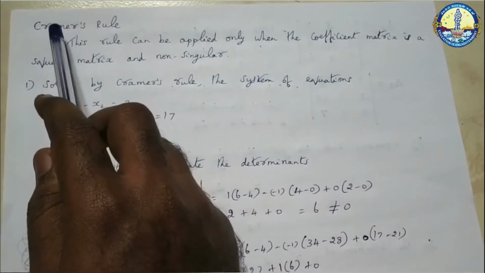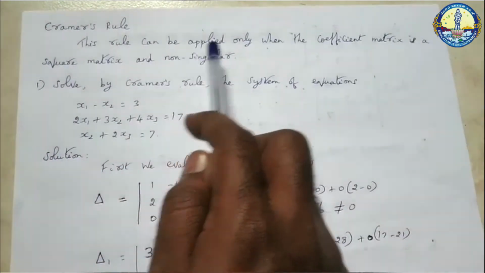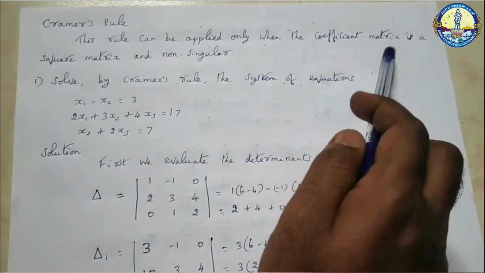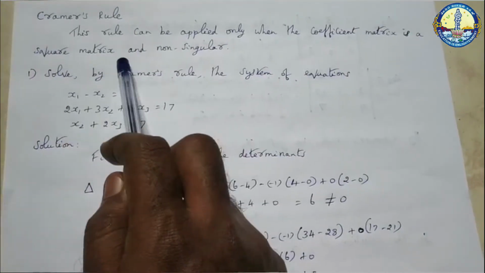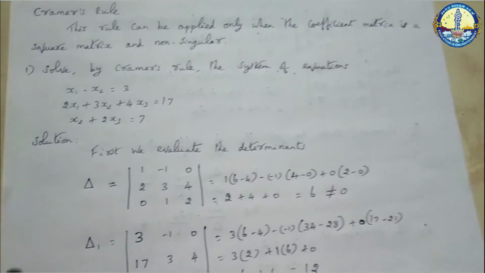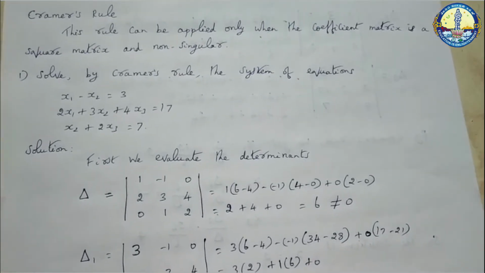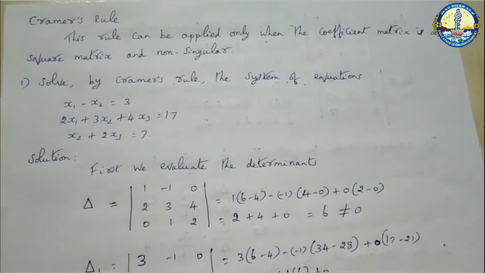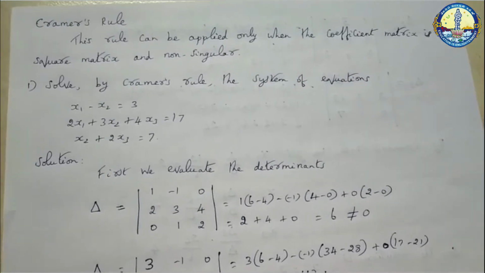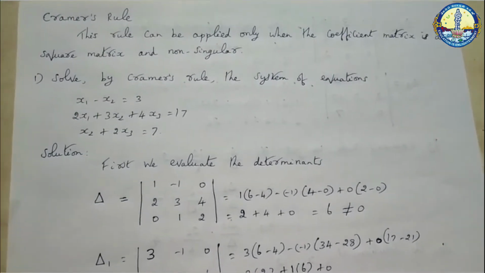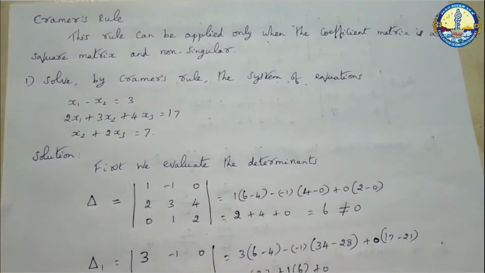Next method is Cramer's rule. This rule can be applied only when the coefficient matrix is a square matrix and non-singular. That is, the matrix should have the same number of rows and columns. That is called a square matrix, that is either 3 by 3 or 2 by 2 or 4 by 4. For this kind of matrix only we are going to apply Cramer's rule.